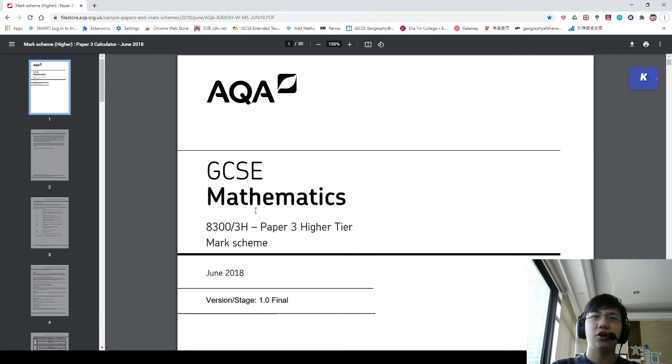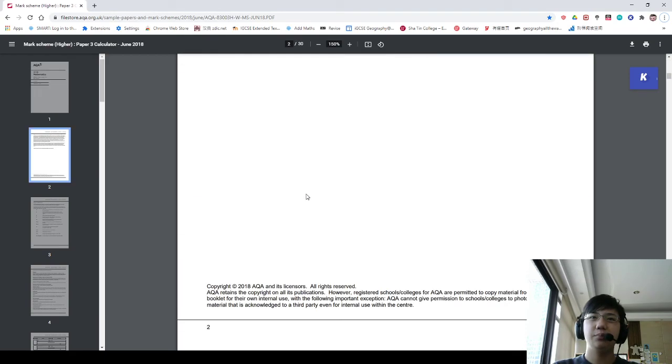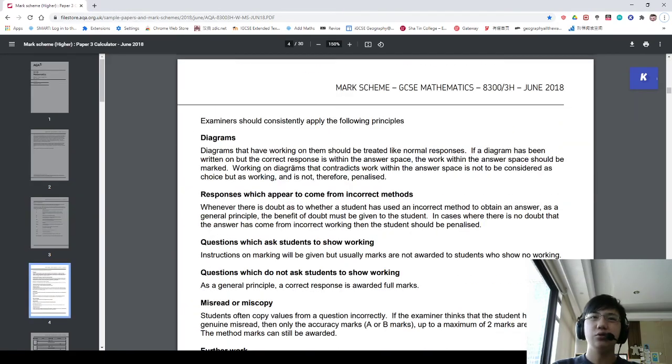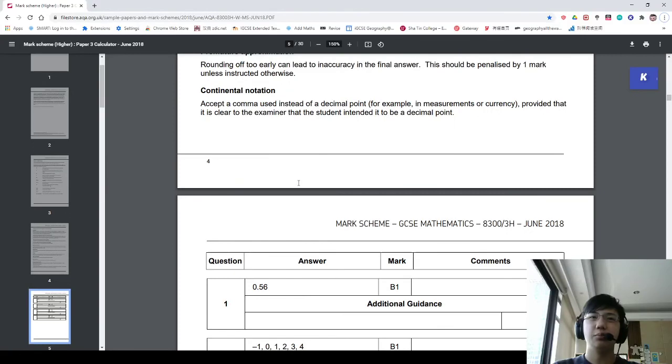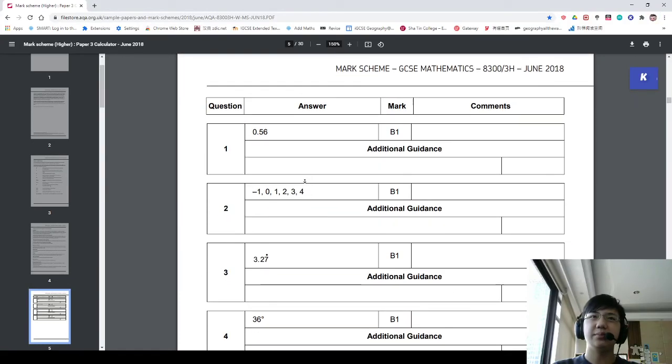So here we have the mark scheme. I will just scroll through it and you can pause it anytime you like. So you have some technical definition terms at the top, and then you have the mark scheme itself.